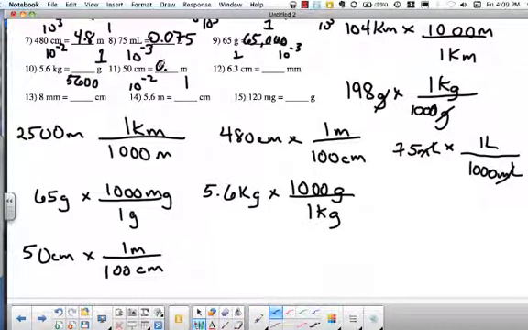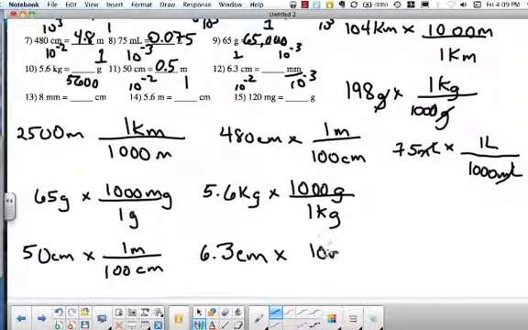Metric to metric, 10 to the minus 2, 10 to the minus 3. Milli is smaller. There are 10 of those millimeters in a centimeter, and I want that part on top. The 10 stays with the smaller, 1 centimeter, so 63 is my answer here for number 12.